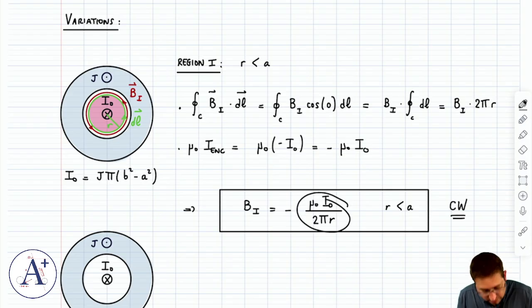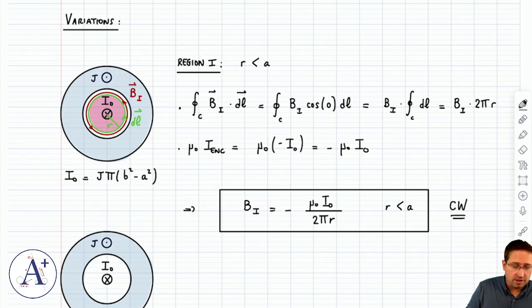Now, the magnitude is going to be this. That's fine. There's nothing wrong with that. It's just the minus tells me, well, okay, B1 just goes the other way, actually.